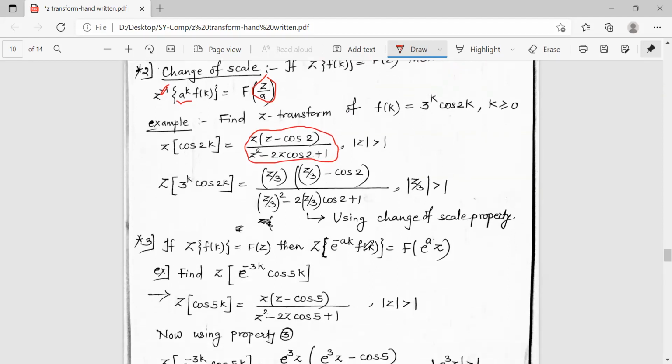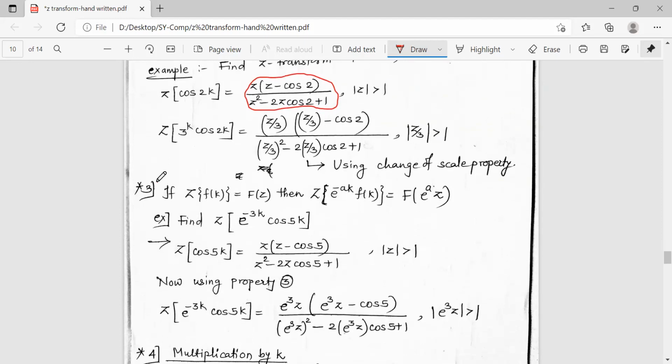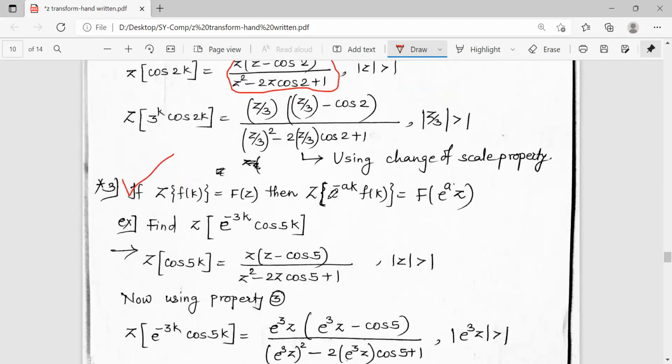Understood? So that's the change of scale property. Now similarly, this is the third one. The Z transform of f of k is f of z. Then if that f of k is multiplied with e raised to minus ak, then your answer is f of e raised to a into z. So in the transformed result, you just have to multiply z with e raised to a. For example, this is done.